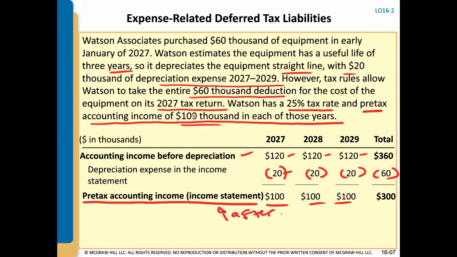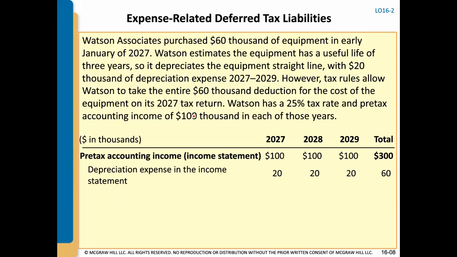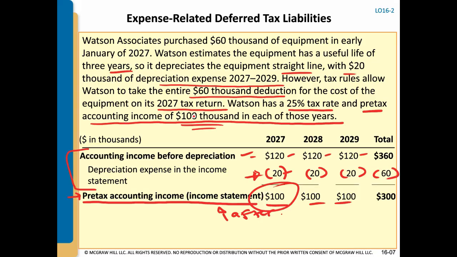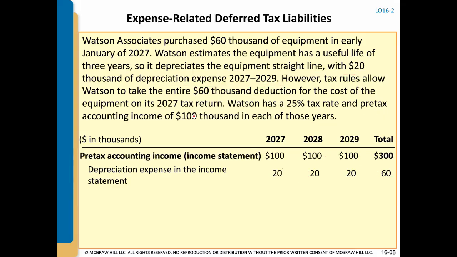Now, when you see problems, they might give you pre-tax and they'll give you the information so you know what the accounting income before depreciation is and what the depreciation expense is, but they might just give you this piece of information, which is what this problem did, but I drew this out so you can see how that works.